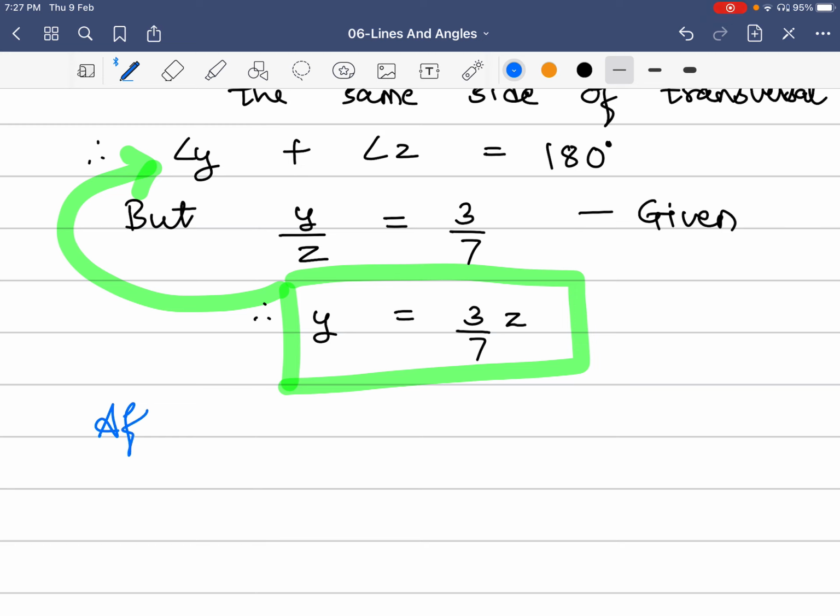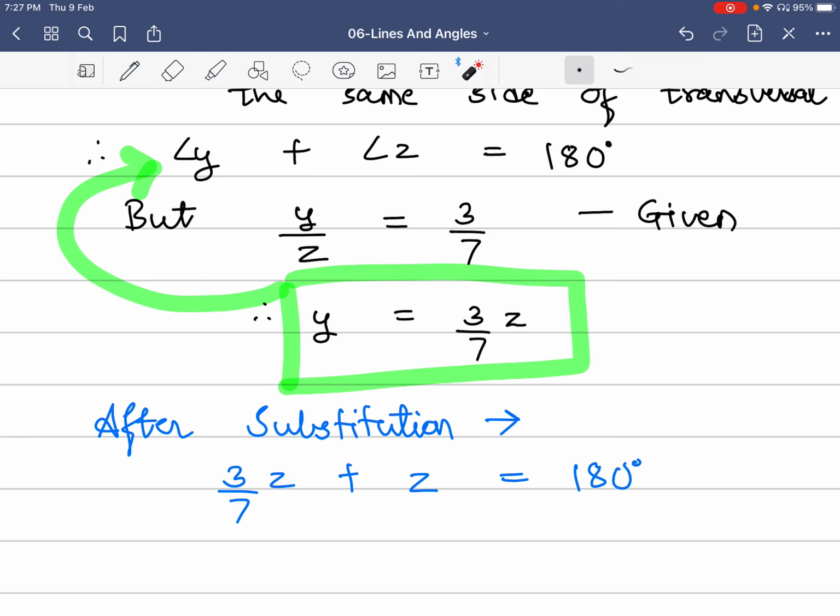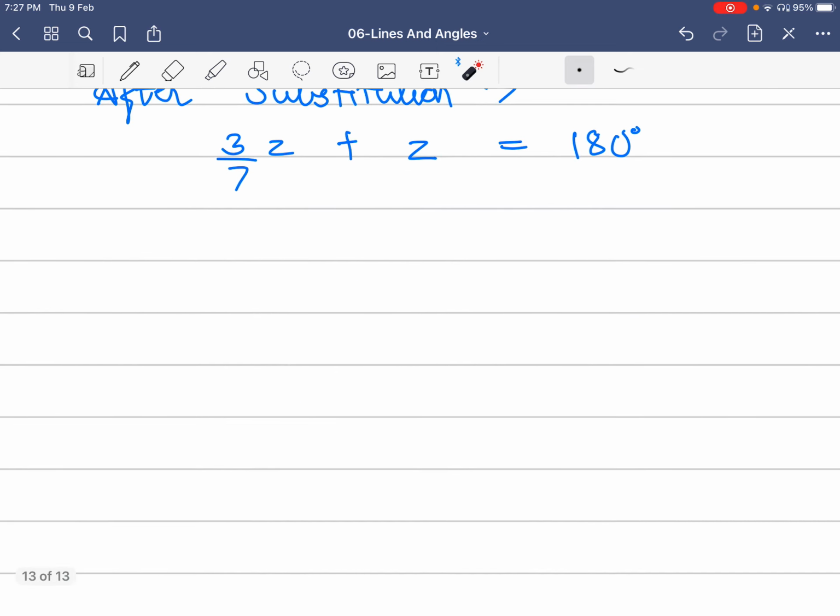So I'm going to write here, after substitution, instead of Y I'm going to write 3 by 7 Z, plus Z as it is, equal to 180 degrees. Now we have this equation in one variable, one unknown, so we can easily solve it.